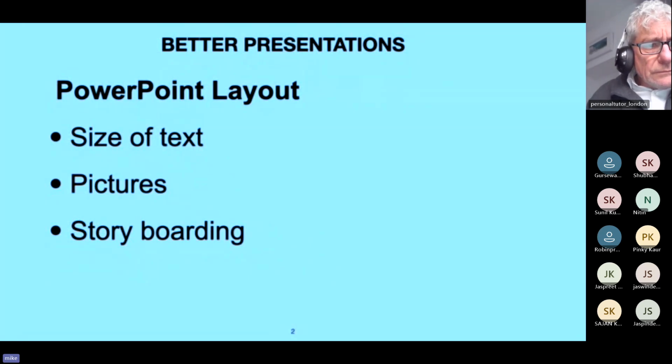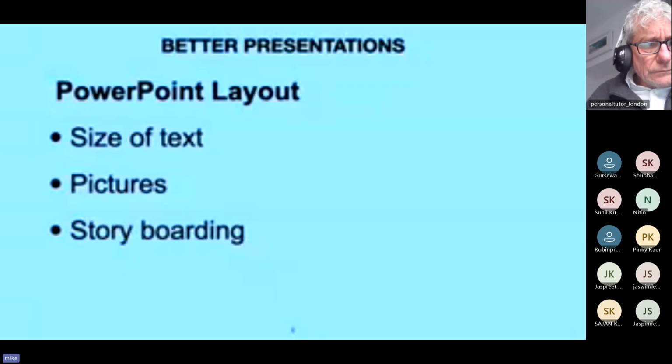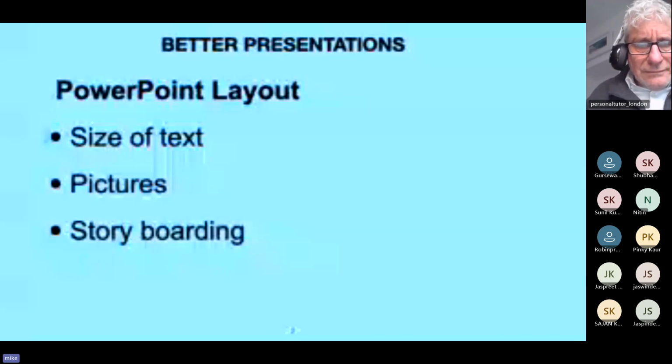I've mentioned about the size of text, okay, and I mentioned about just a few words. A few words are more powerful and have more impact and do more things for people and help them communicate your ideas if there's just a few special words. Pictures help. Okay, let's just have a look at pictures.